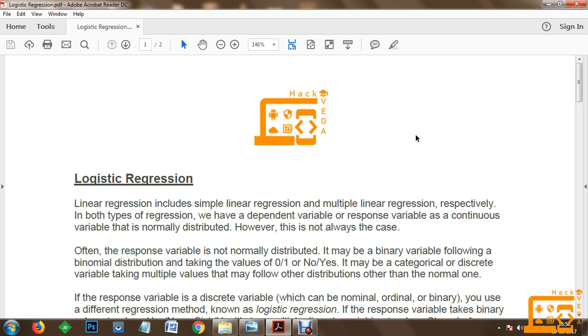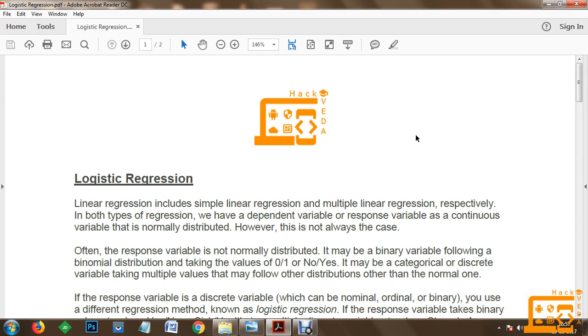In both types of regression, we have a dependent variable or response variable as a continuous variable that is normally distributed. However, this is not always the case. Often, the response variable is not normally distributed. It may be a binary variable following a binomial distribution and taking the values of 0 or 1, or no or yes. It may be a categorical or discrete variable taking multiple values that may follow distributions other than the normal one.